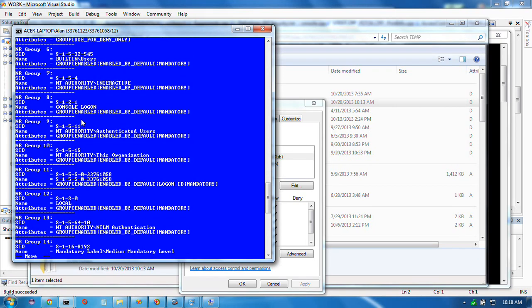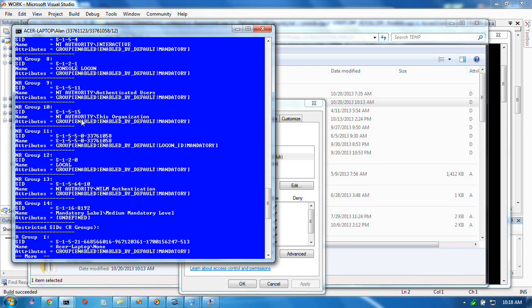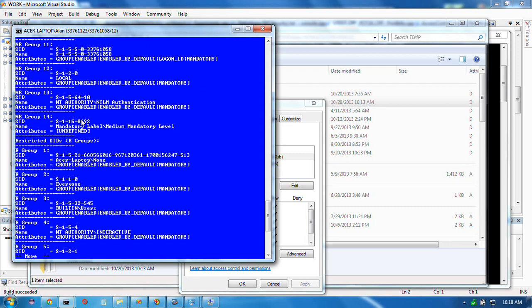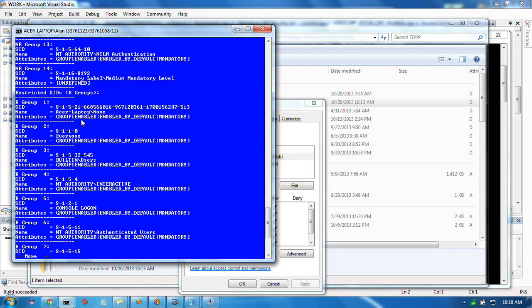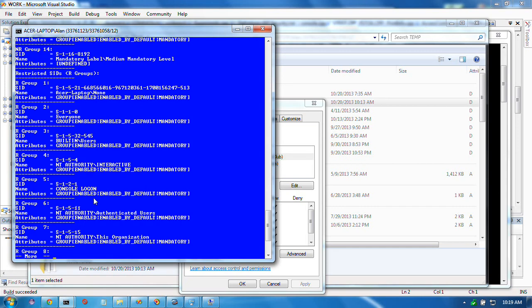Now let's look at the non-restricted group. Non-restricted group has these things: authenticated users.